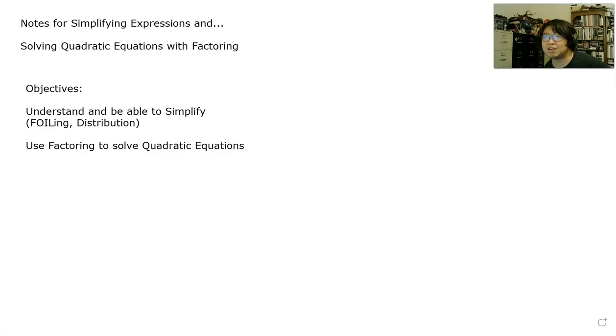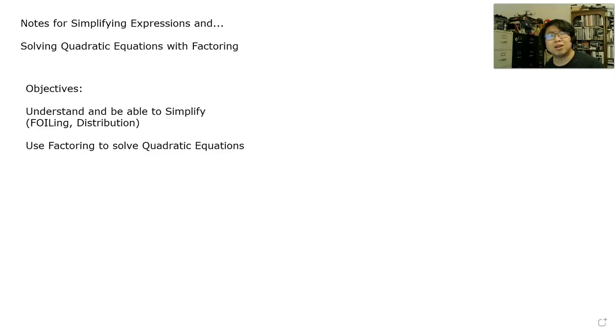So a little more factoring today, which might be good if you are a whiz at factoring. I'm going to be using the same old techniques, so nothing too terribly hard. Our objectives today are pretty simple and straightforward. First, we want to understand and be able to simplify. So what does simplify mean? How do we do it? These kinds of things.